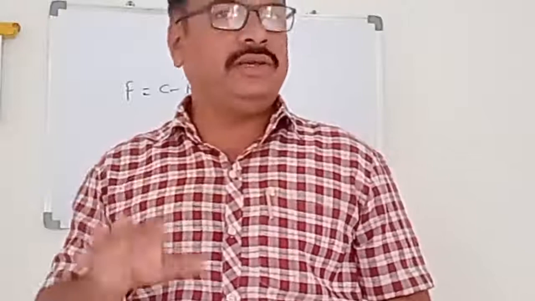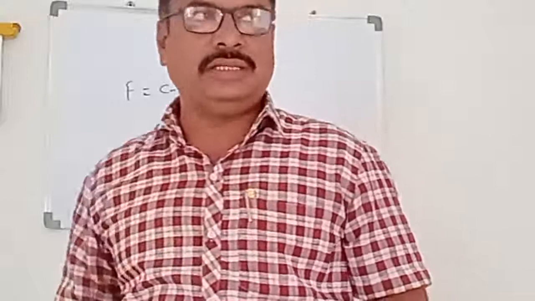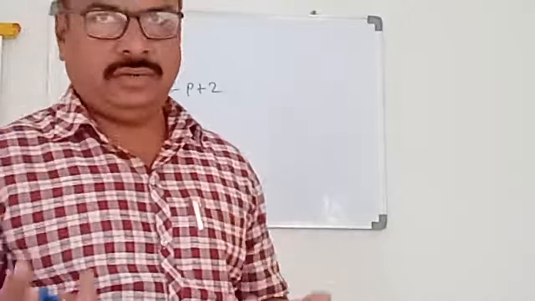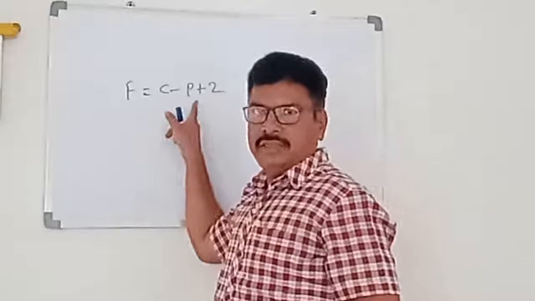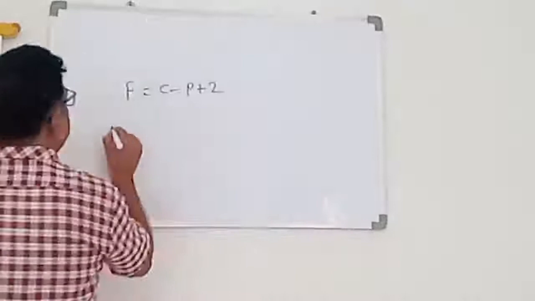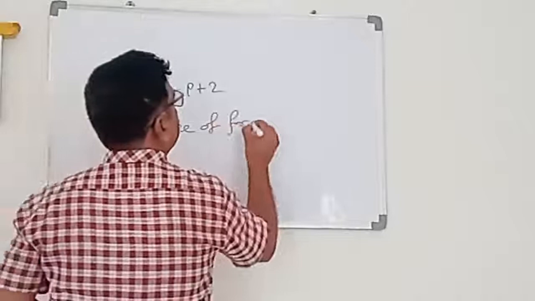This phase rule was given by Willard Gibbs, American physicist, in 1876. We have also seen in previous lectures what is component and what is phase. Today, in this lecture, we are going to study what is F. F is nothing but degree of freedom.